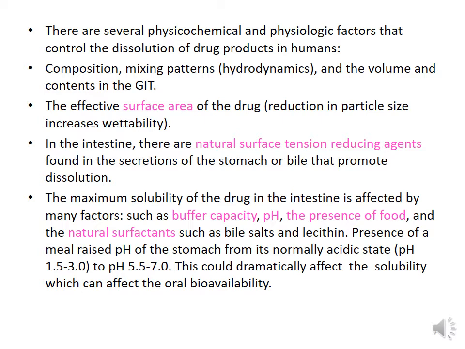The presence of a meal in humans immediately raises the pH of the stomach from its normally acidic state, which is between pH 1.5 to 3, to pH 5.5 to 7. This could dramatically affect the solubility of drugs, which in turn can affect the oral bioavailability.